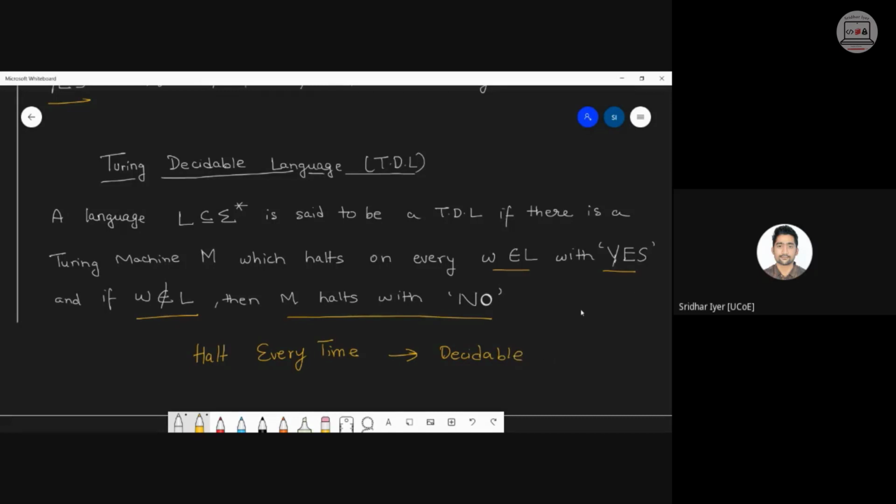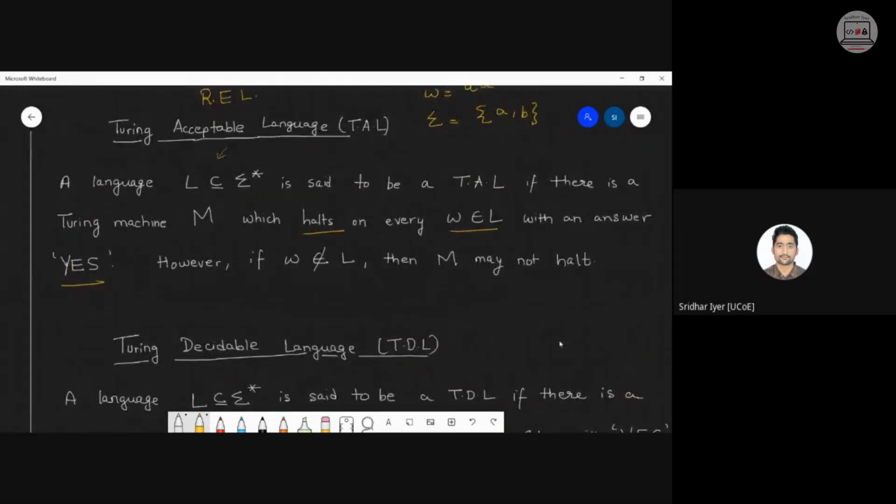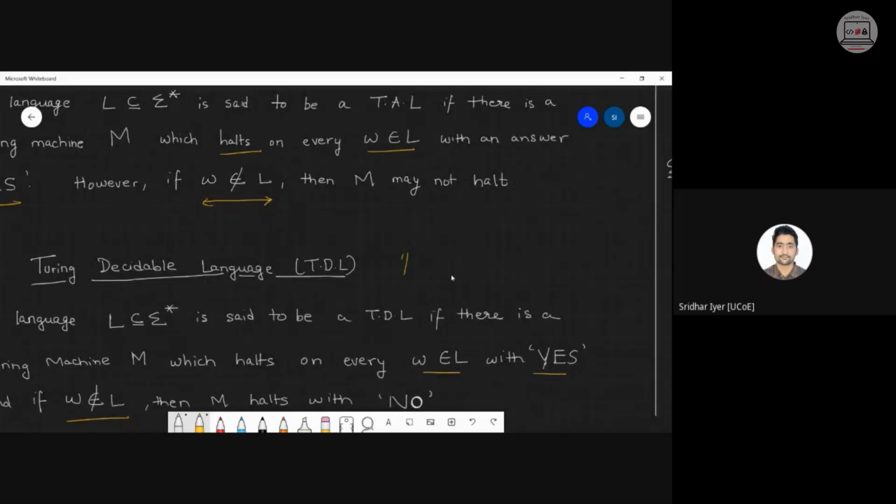The same thing happens over here also, but this is also addressing the situations where the string will not belong to L. What was happening in the previous case? We were not addressing the situations where the word will not belong to L. In that case, the machine would have moved into an infinite loop without halting for those strings that don't belong to L. So am I clear? Hence, the Turing decidable languages are also called recursive languages. Are both of these concepts clear?